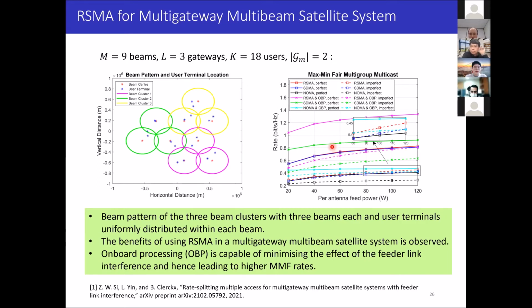And this is what you see here. For instance, the pink one comes from the rate splitting combined with onboard processing, and the green one is just doing SDMA with onboard processing. And so this is the gain that you obtain. And this gain comes from the fact that the onboard processing is there to mitigate the inter-gateway interference as much as possible. And then you have the rate splitting behind that, which leverages that to further minimize or manage the interference between the different beams.